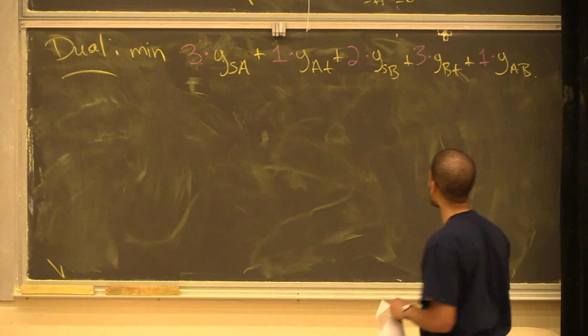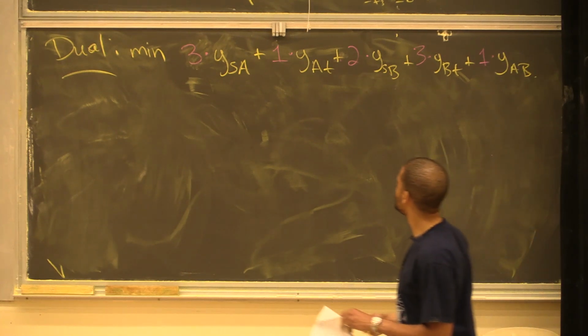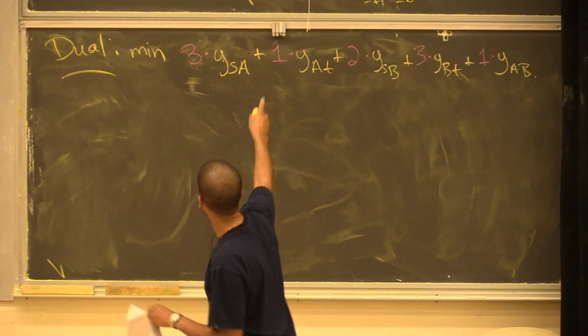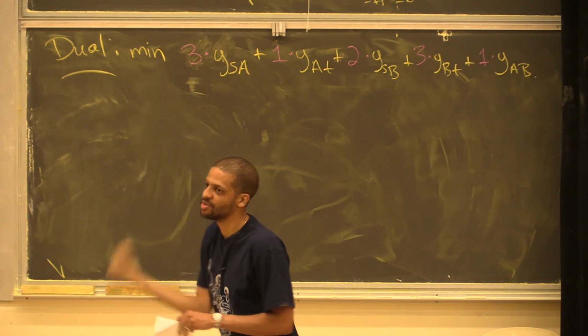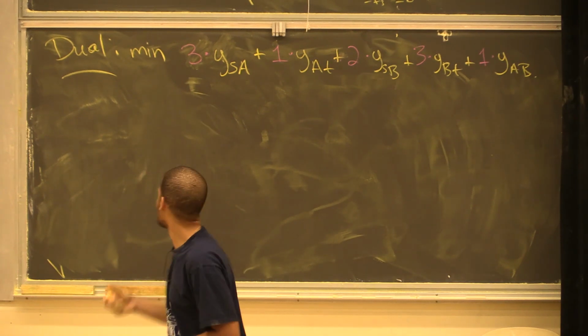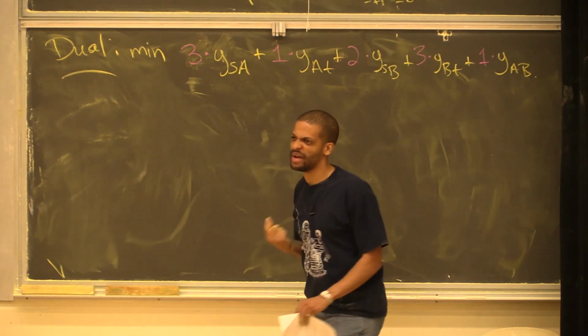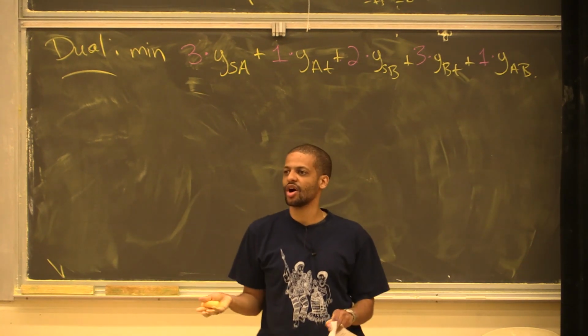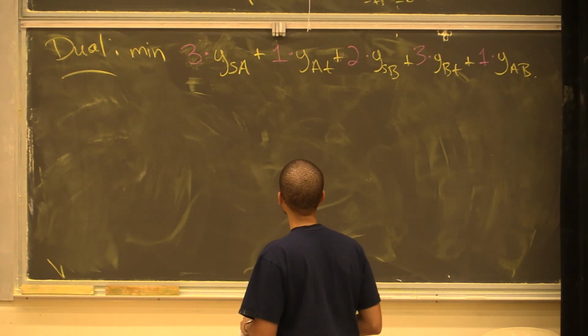Okay, so minimize that. And then I also have plus 0 times WA plus 0 times WB, right? Because the right-hand sides here are 0 and 0, but they don't matter because 0 is not affecting the cost of the dual.